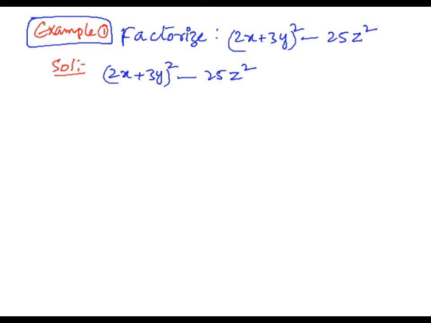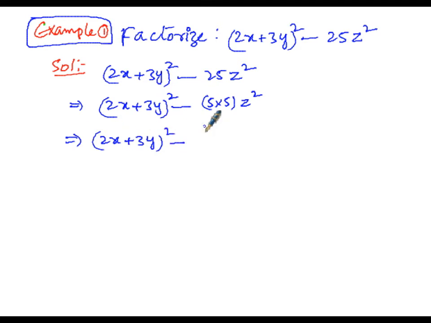So first of all we have to write the given expression as the difference of the two perfect squares. The first one is a perfect square, 2x plus 3y raised to the power of 2, whereas 25z square is not written as a perfect square, so we have to write it as one. As per the method, that is difference of two perfect squares, 2x plus 3y whole square, first term is written as it is, minus 25 can be written as 5 into 5 and z square written as it is. That implies 2x plus 3y whole to the power of 2 minus 5 square into z square.